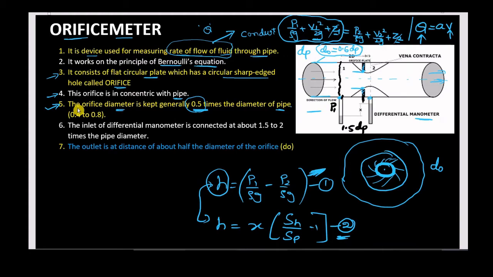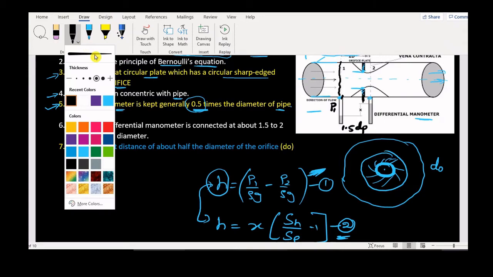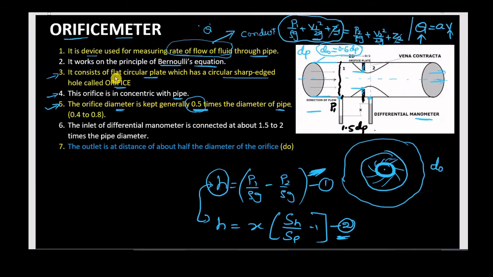This is also another question. It is important, you need to remember it from an exam point of view, that is MCQ or GATE exams or any technical questions. Understood? What is the distance between the inlet of the manometer and the orifice plate? It should be 1.5 to 2 times the diameter of the pipe. There is one more consideration here. The diameter of the orifice plate should be 0.5 times the diameter of the pipe.